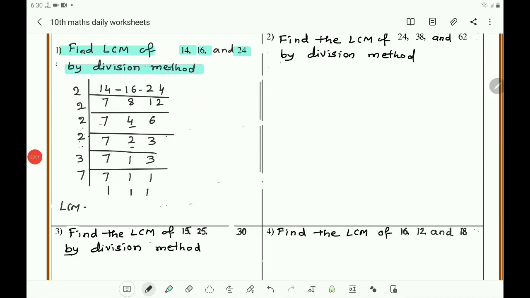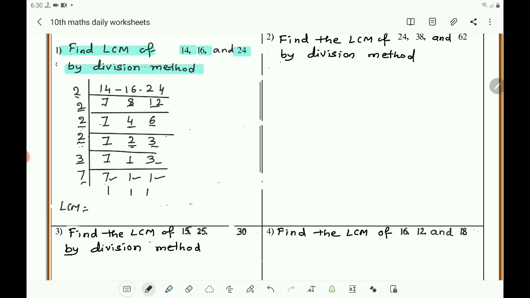Here you verify once again. 2 sevens are 14, 2 eights are 16, 2 twelves are 24. Again 2, 7 you write as it is, 2 fours are 8, 2 sixes are 12. Next 2, 7 you write as it is, 2 twos, 2 threes. Next 2, 7 you write as it is, 2 ones, 3 you write as it is. Again you divide by 3, write 7 as it is, 1 as it is. Next 7. So you will get the product.